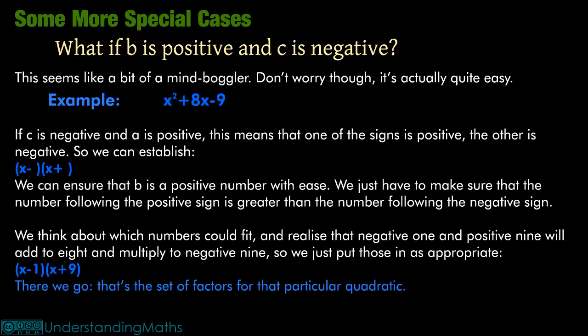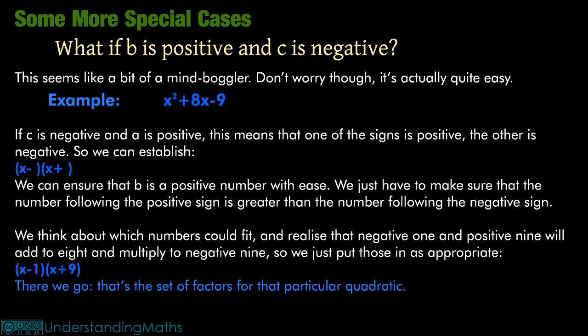Let's take a look at another case. What if b is positive and c is negative? This seems quite mind-boggling at first, but don't worry, it's actually quite easy to tackle. Our example here is x squared plus 8x minus 9. If c is negative and a is positive, which is the case here, this means that one of the signs is positive and the other is negative. So we can establish some components of the factors already. x minus blank multiplied by x plus blank.